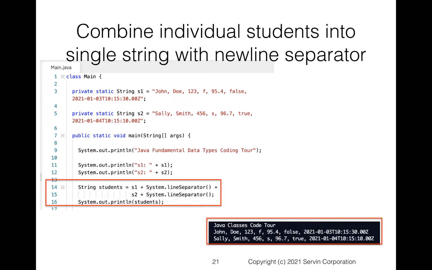Now we're going to combine these individual students into a single string with this newline separator. And so at line 14, notice I take string 1, that is S1. I concatenate a System.lineSeparator. So that gives me the line separator, which on a Linux system would be this \n. And then I also concatenate S2 and then concatenate the line separator on that.